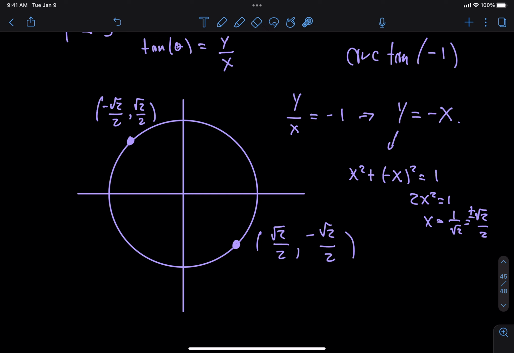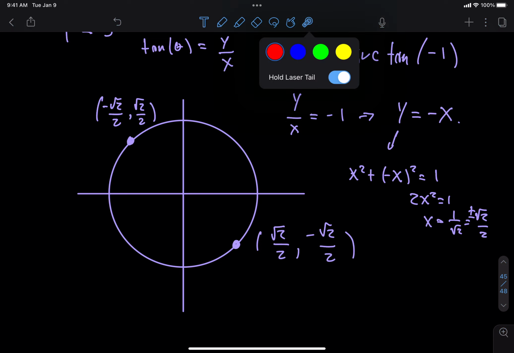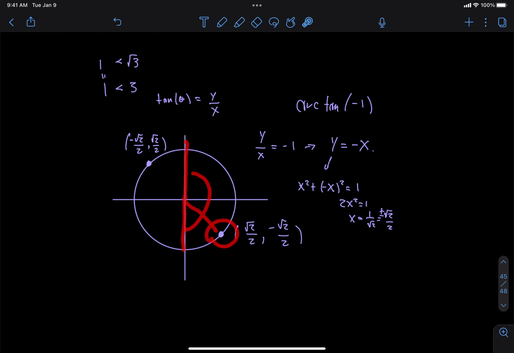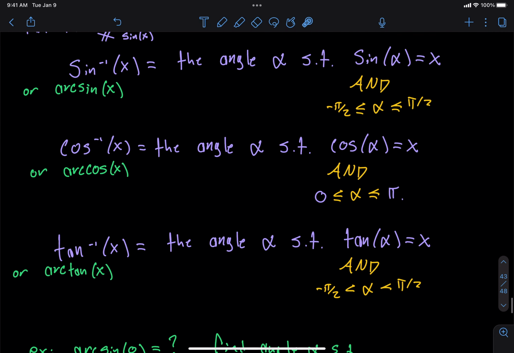Okay, so which point is going to be relevant for doing arctan? Point number 1 or point number 2? Which one do we care about? Can someone give me a number and an explanation of why that number. Andrew? It's going to be 2 because it's between positive pi over 2 and negative pi over 2. Good. We need point number 2 because then the angle will be between negative pi over 2 and pi over 2, exclusive.